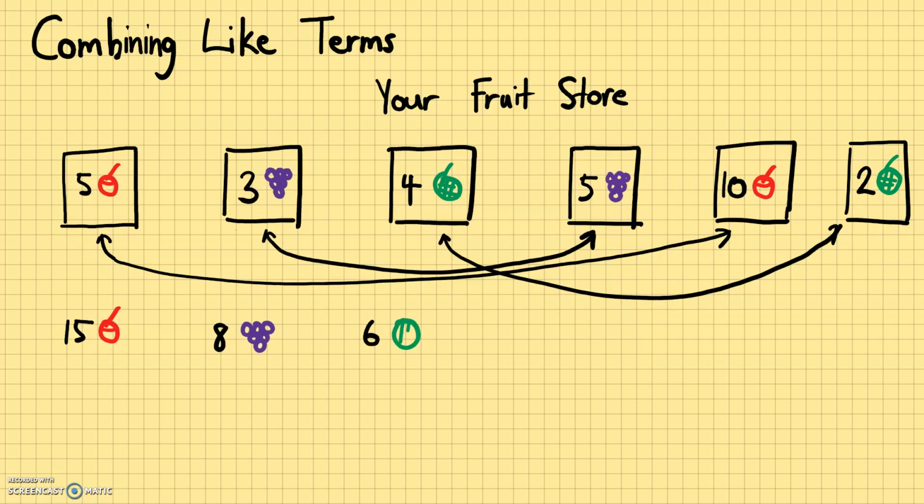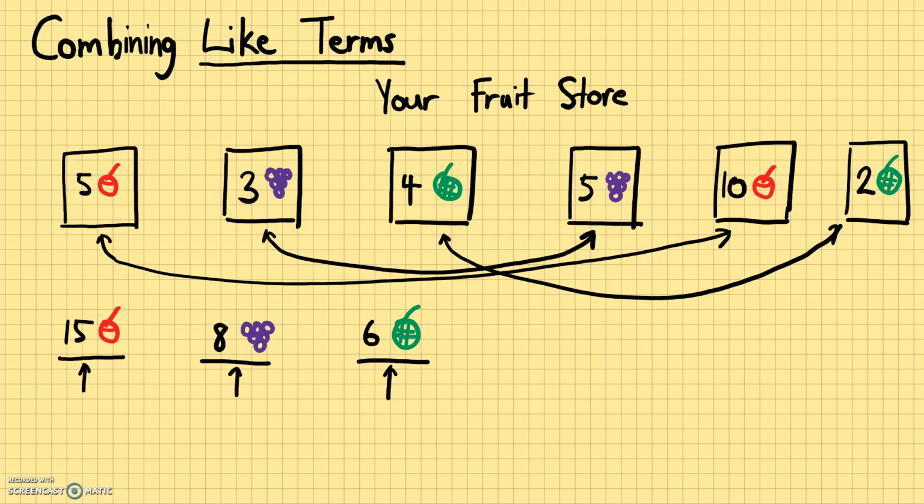And this is in fact the best way we can count these fruits, because now we know how many of each fruit we have. We didn't really lose any information, but we found the total for each fruit. Right? We have 15 apples, we have 8 grapes, and we have 6 melons. And this is what we mean when we say combining like terms.